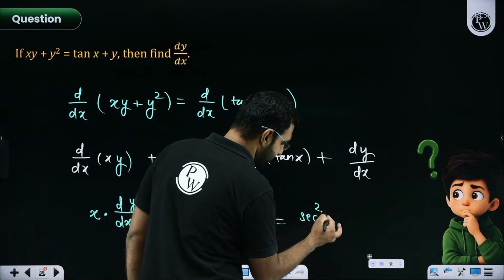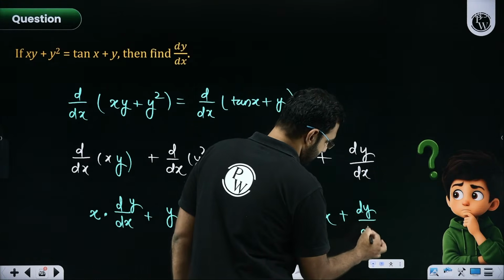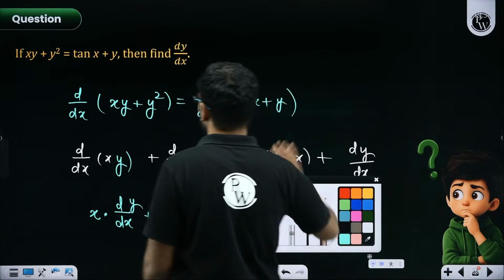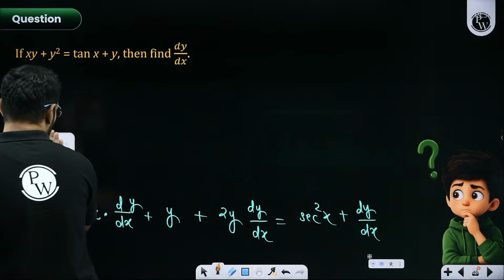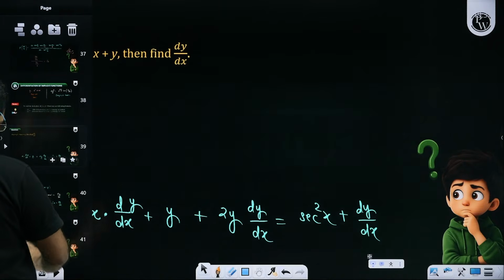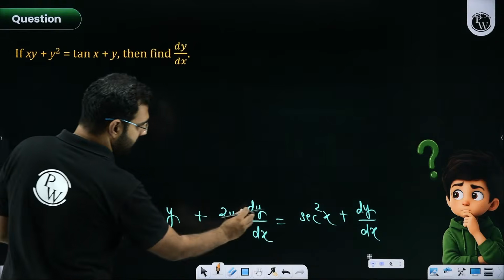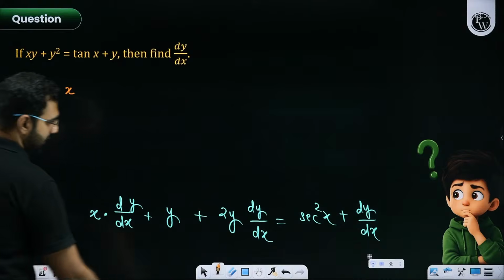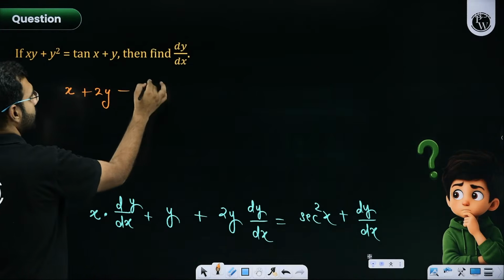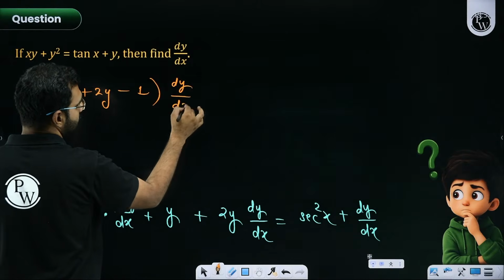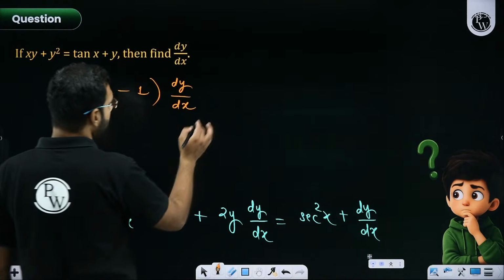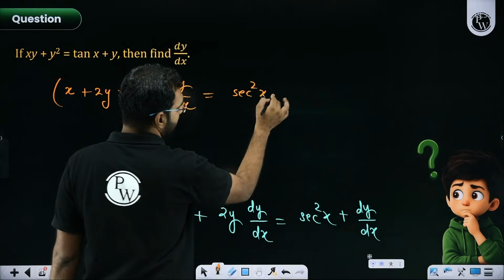Same. Derivative of 10x is sec square x, and this is clearly dy by dx. Now in the next step, what you are supposed to do is take all the terms in dy by dx on one side. So if I keep all the terms in dy by dx on one side, what I get is this: x dy by dx, plus 2y dy by dx, and this comes here and becomes minus dy by dx. So dy by dx as common: x dy by dx plus 2y dy by dx minus dy by dx, this whole equals sec square x minus y.